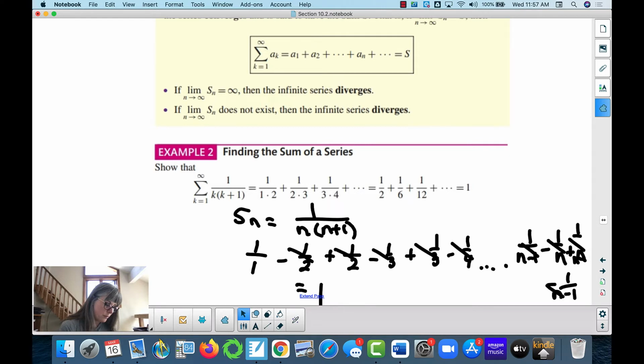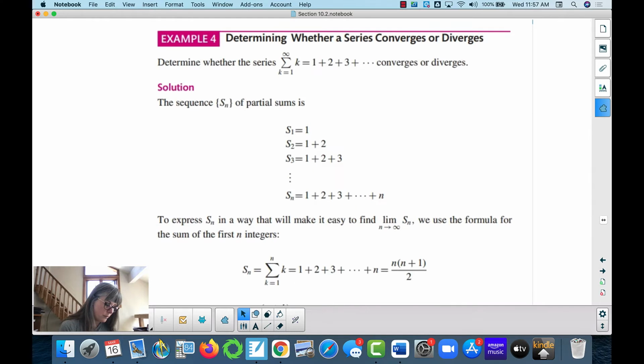So you'll notice for each of these that we had to come up with a pattern, and we had to come up with a formula for finding that sum of that series, for finding S sub n, in order to be able to tell what the sum was.